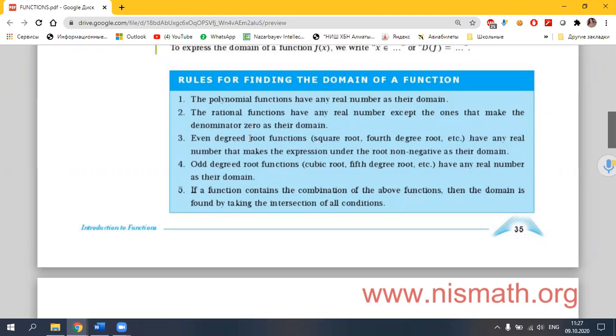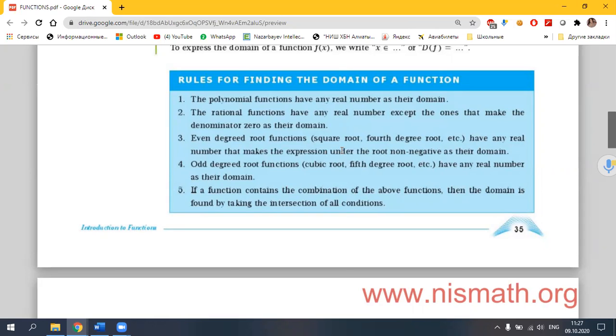Even degree root functions, дәрежесі жұп болатын функциялар. Олар да не дейді? Have any real number. Барлық real numbers'ты қабылдайды. Егерде түбірінің астындағы сан оң болатын болса, non-negative. Non-negative деген теріс емес, яғни оң сан. Немесе positive деуге де болады.